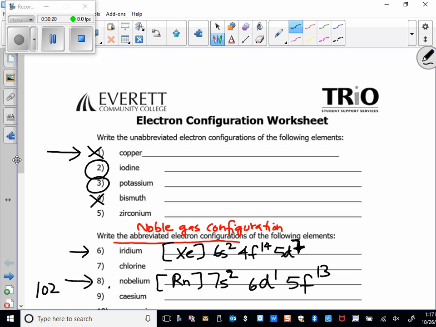Are you with me? If you want to write the abbreviated configuration for copper, how would you write that? You would do argon followed by 4s2 3d9. You know what? That is wrong. Why? Because how many total electrons can go into d? 10. P is 6. D is 10.